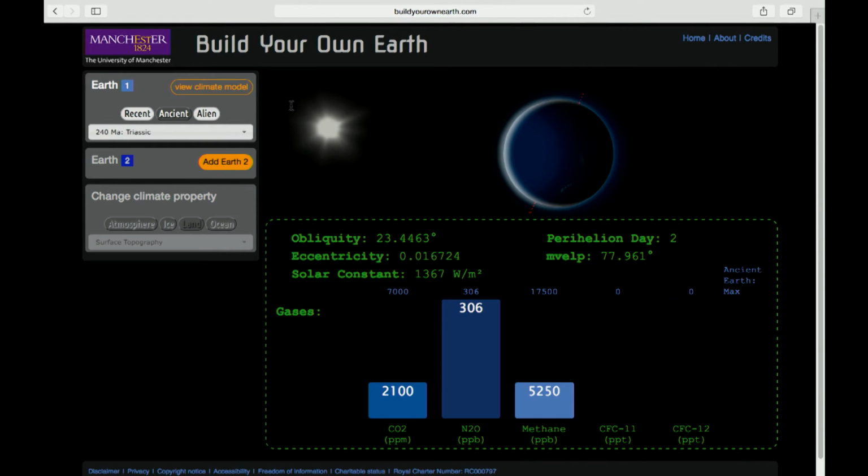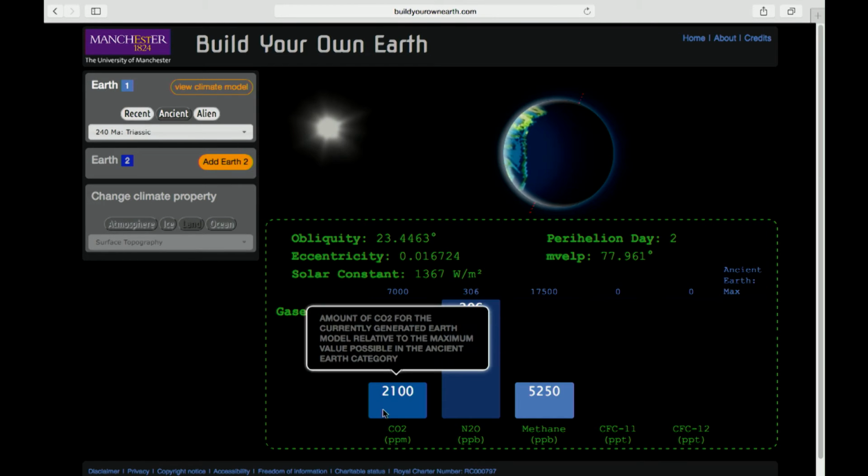The Triassic period has greenhouse gas concentrations around 7 times more than today, so we would expect it to be much warmer, which, if we take the global average from this simulation, it is by around 5 degrees.